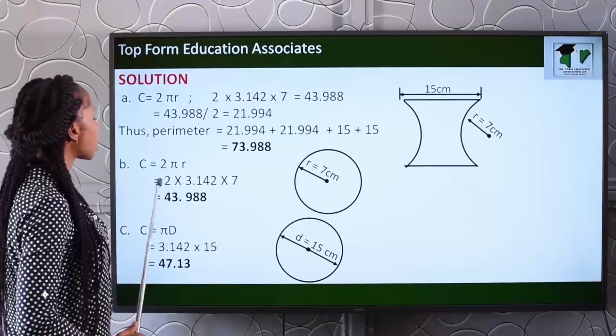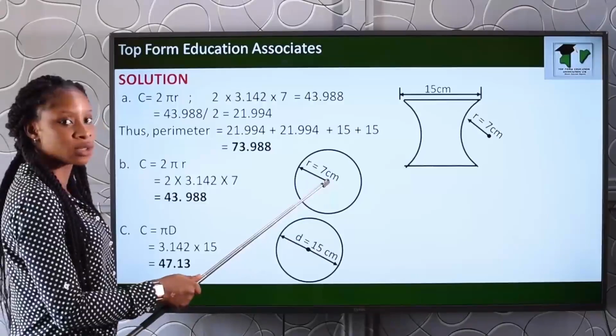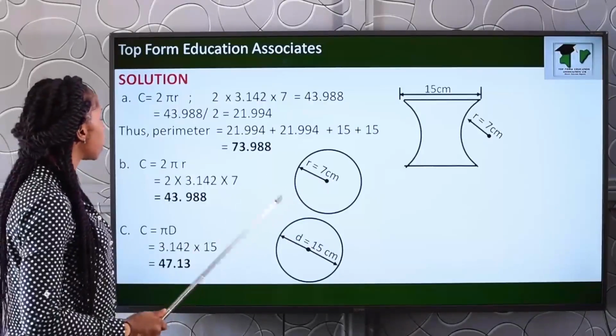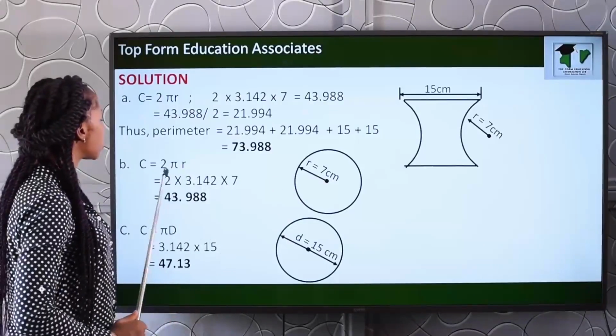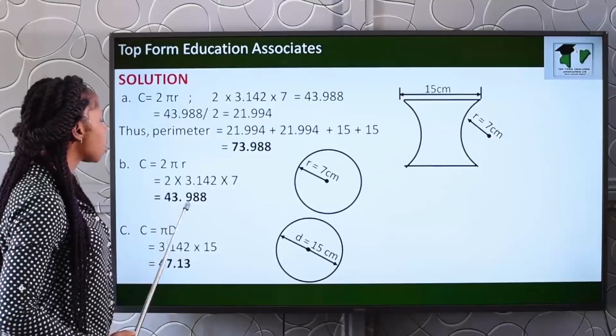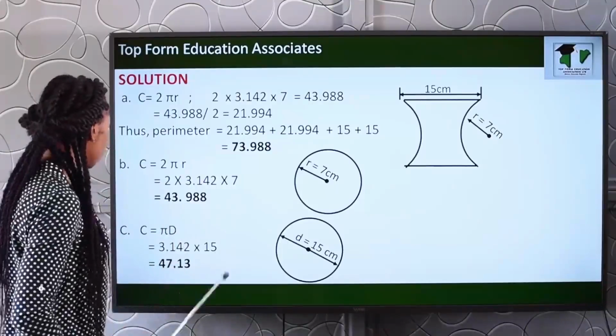The B part, we're asked to look for the circumference of this circle given the radius as 7 centimeters. This is an easy one. So you just input the figure into this formula, 2 pi r, because radius is given. So the answer here is 43.988. If you got that correctly, please put your hands together for yourself.